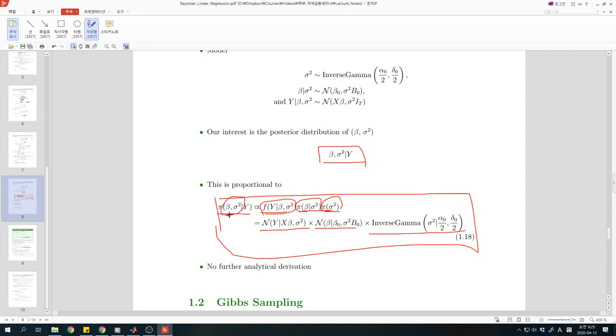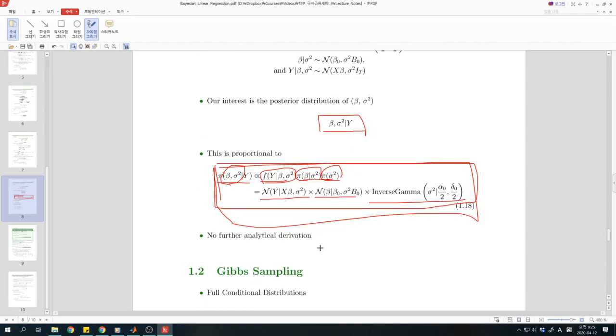Beta and sigma square. But unfortunately, it's not possible to derive any standard density. You can arrange this equation with respect to beta and sigma square, but the resulting density is unknown and not standard, which means you cannot find it in any statistics textbook. So there is no analytical solution. You cannot derive any standard density by hand.